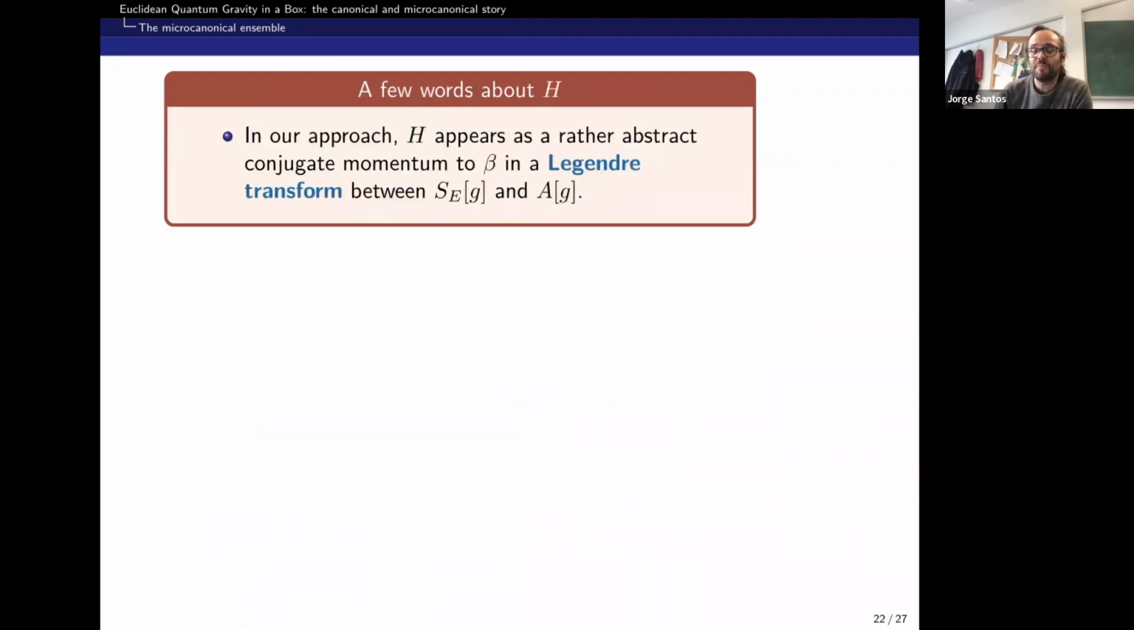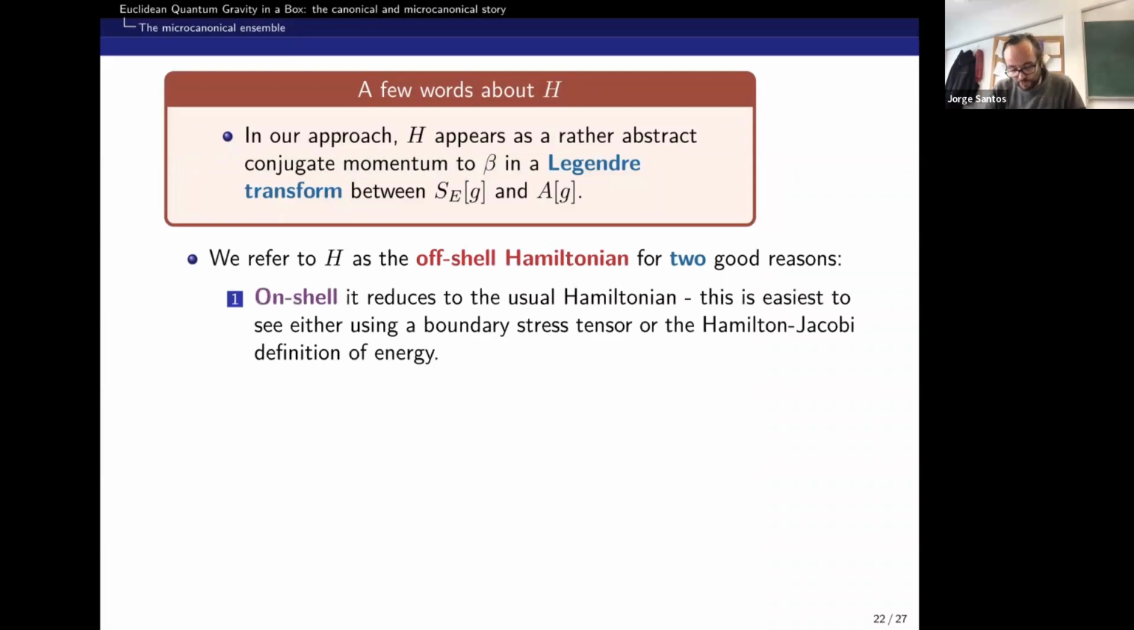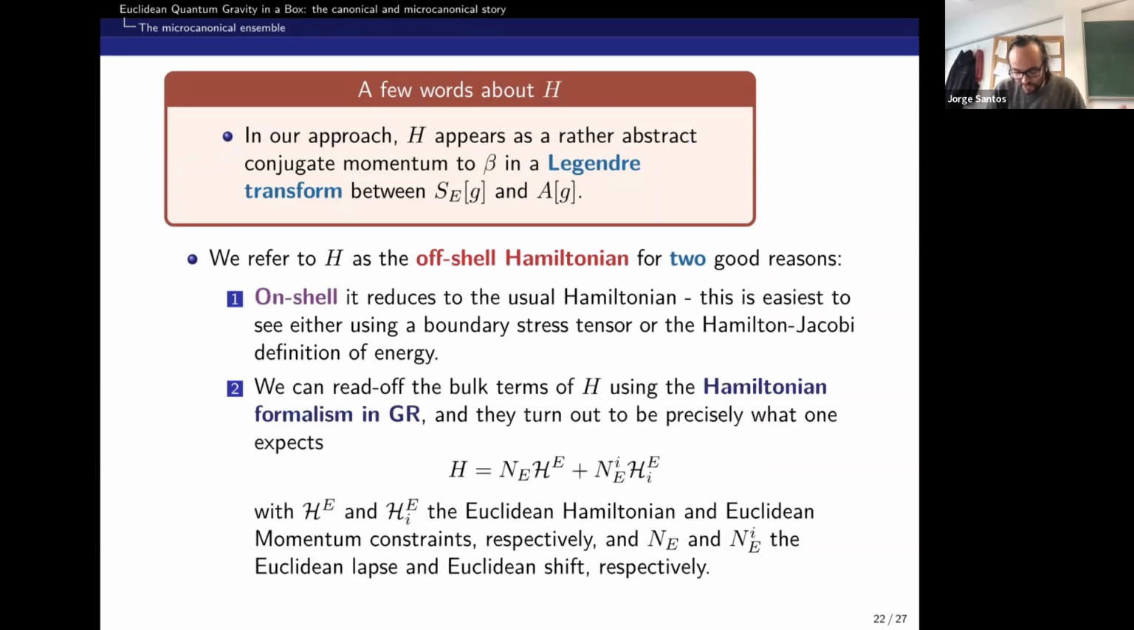Okay. In our approach, this just appears as a very abstract Legendre transform. It's not the same one that Suresh was talking about. It's a slightly different one. It just appears as the conjugate momentum. That's how H appears. Why do we call it off-shell Hamiltonian? Well, we call it off-shell Hamiltonian because on-shell it reduces to the usual Hamiltonian. And also because there's a certain sense where it really matches the bulk terms. Because there are boundary terms that you have to be worried about, but the bulk terms really match the Hamiltonian that you get from general relativity.